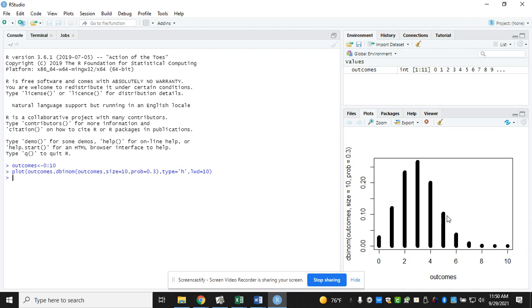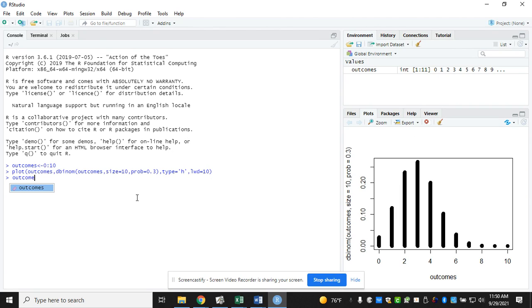So I just simulated a binomial for options 0 to 10 with a probability of 0.3, which means it's going to peak where? At 3, because 30% of 10 is here. What is the shape of that graph? Right skewed, right?